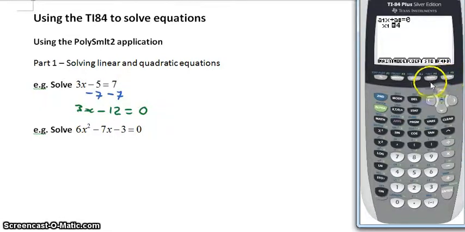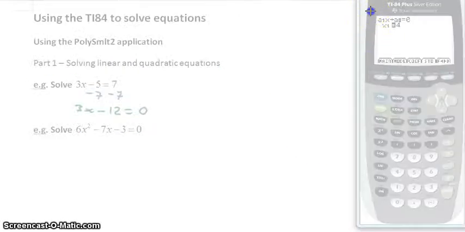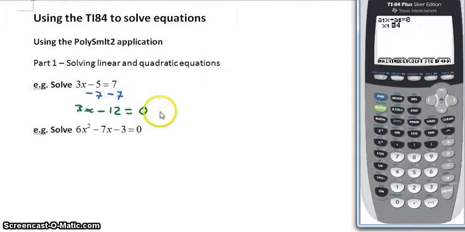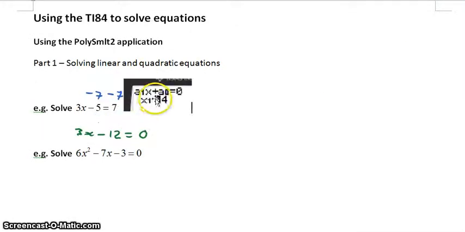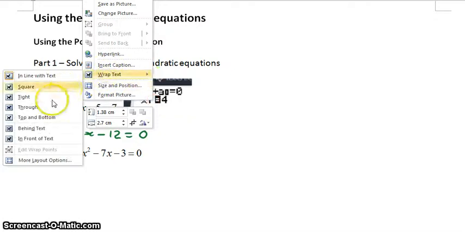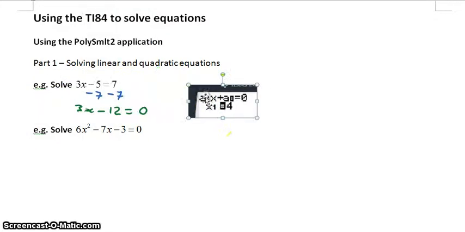And there it is. X1, the only answer, there is one answer. X1 equals 4. Okay, and that's it. That's your answer. Done. It wasn't difficult. There you go, the answer to that is x equals 4.